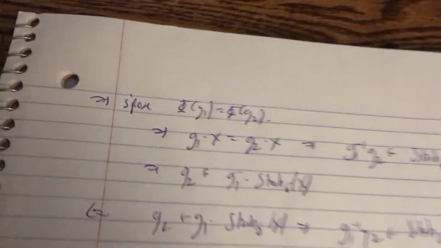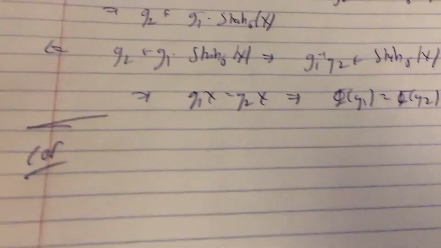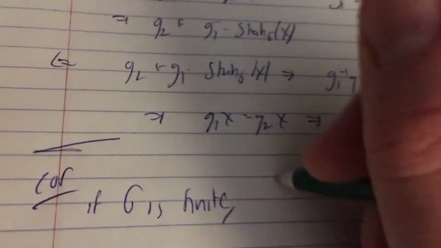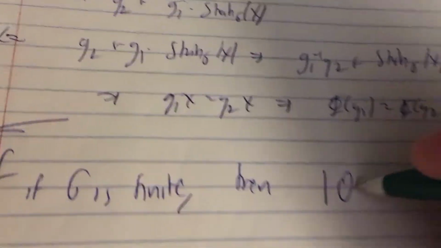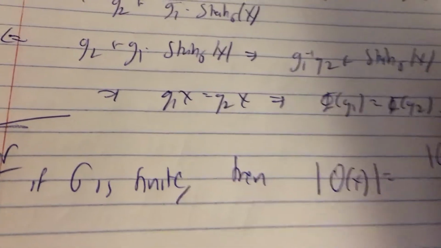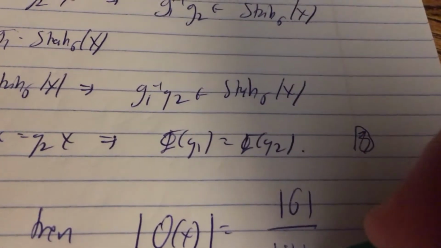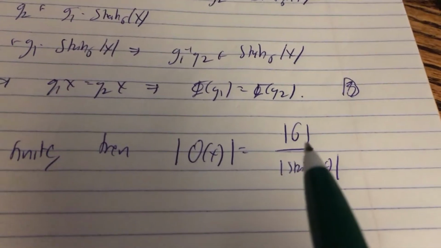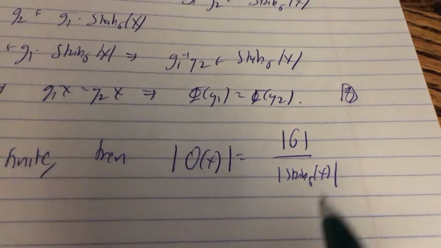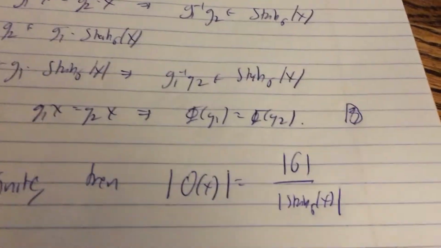So as an immediate corollary, if G is finite, then we have the equation that the size of the orbit of x is the size of G divided by the size of Stab_G(x), right? Because if I take G and I quotient out by the stabilizer cosets, the stabilizer equivalence relation, that set has this as a size, right?